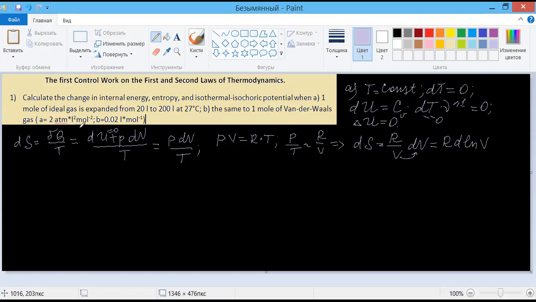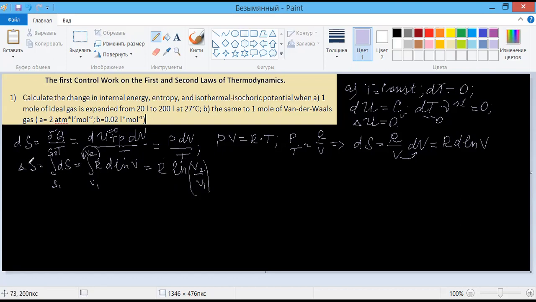Now we can integrate. Delta S equals the integral from S1 to S2 of dS, right? These are the integration limits. And that equals R times d ln V from V1 up to V2, but R is constant. And that means this formula. This is the final formula.